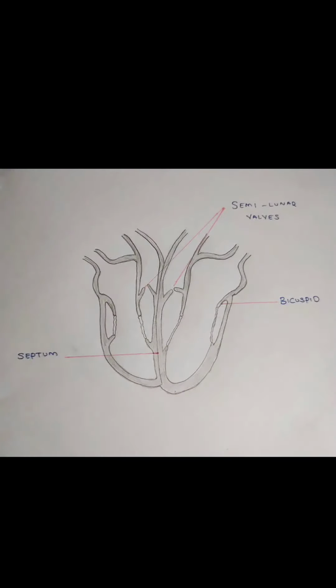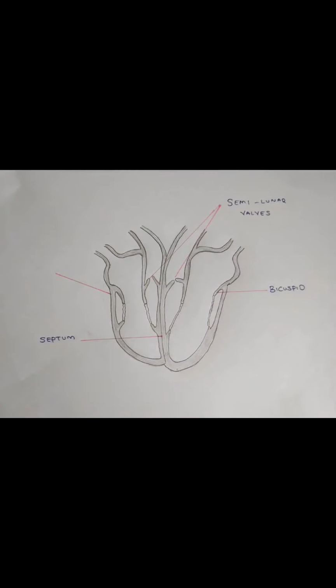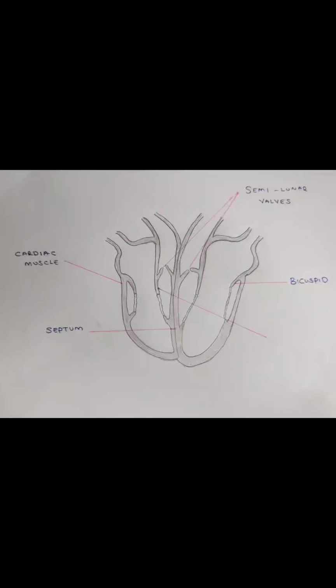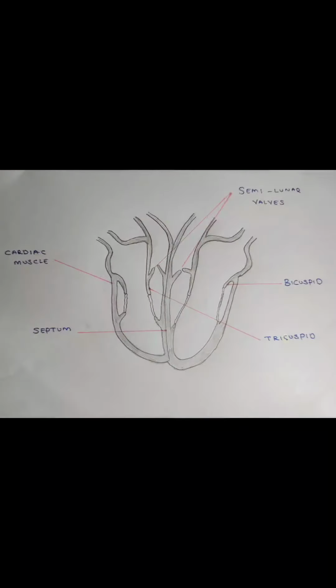Septum. The septum serves to divide the left and right sides of the heart. Cardiac muscle. The walls are made of cardiac muscle. Tricuspid. The tricuspid valve is one of the four valves of the heart, which is situated between the right atrium and the right ventricle.